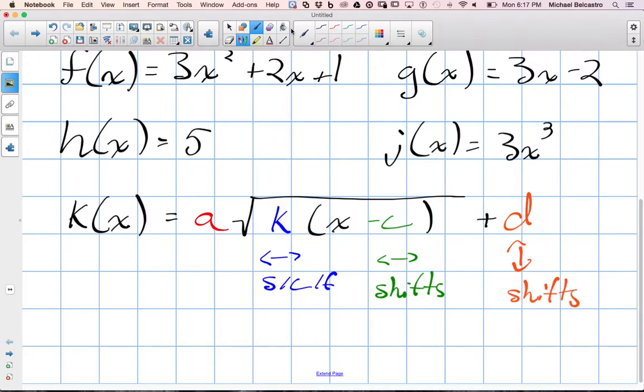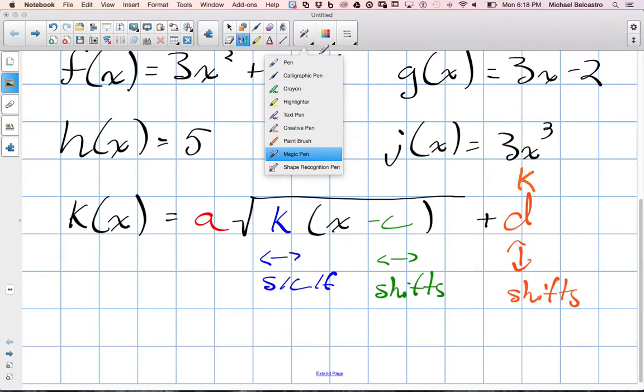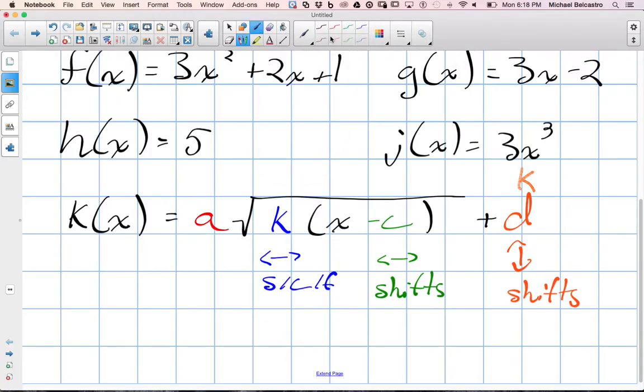If you remember quadratics, this was commonly the letter K. They usually use the letter K for that one when transforming a quadratic. And A is the same if you remember from your quadratics. A is the exact same thing. A deals with vertical stretches, compressions, and flips.